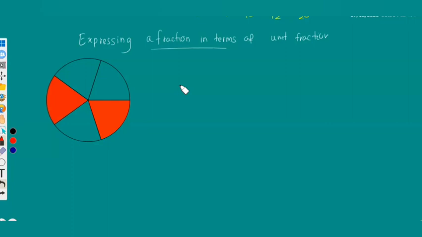How do you express this? It is expressed as 2 out of 5. And this can also be called 2 out of 5. How many 1 out of 5s are there? Here one part is 1/5. Here one part is 1/5. This one is also 1/5. That means there are 5 1/5s.